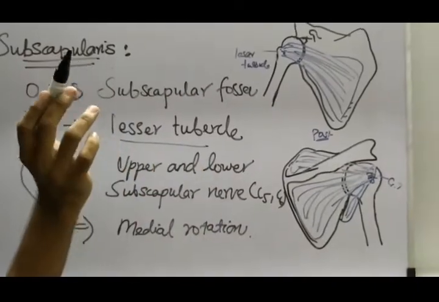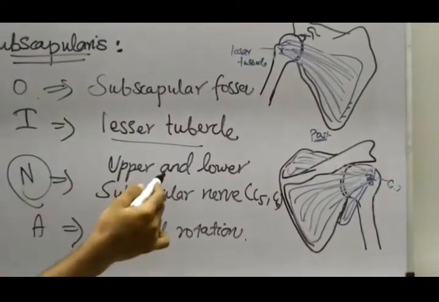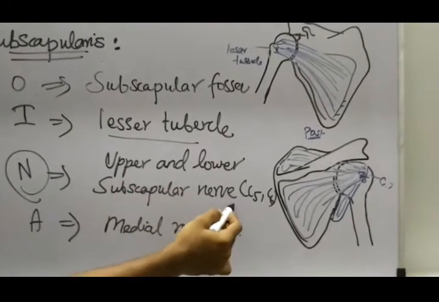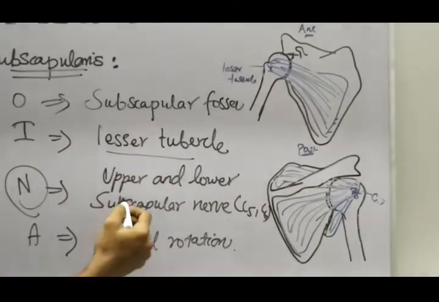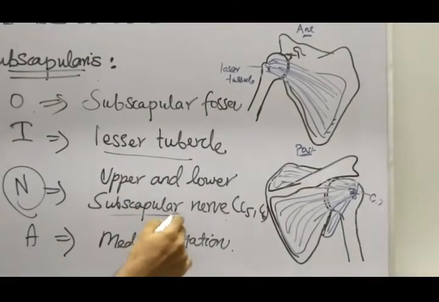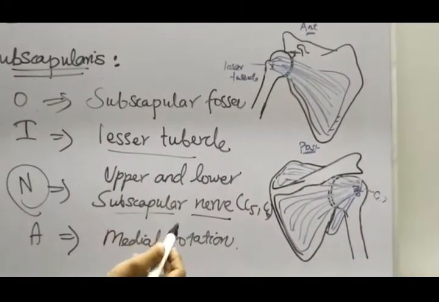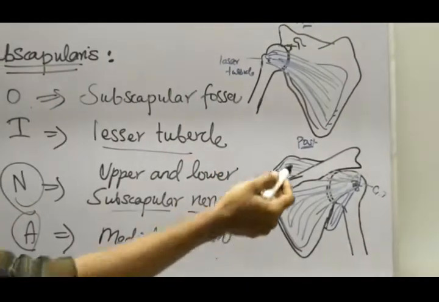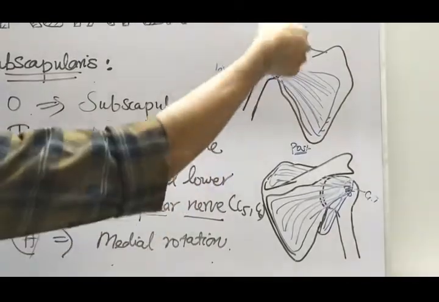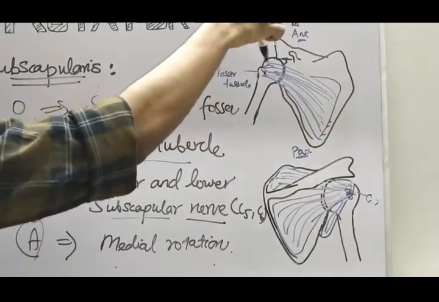So lesser tubercle. Then the nerve supply will be upper and lower subscapular nerve, which is also coming from C5 and C6 from the brachial plexus. So the nerve supply is both upper and lower subscapular nerve. Finally the action will be medial rotation of arm. This subscapularis medially rotates the arm.